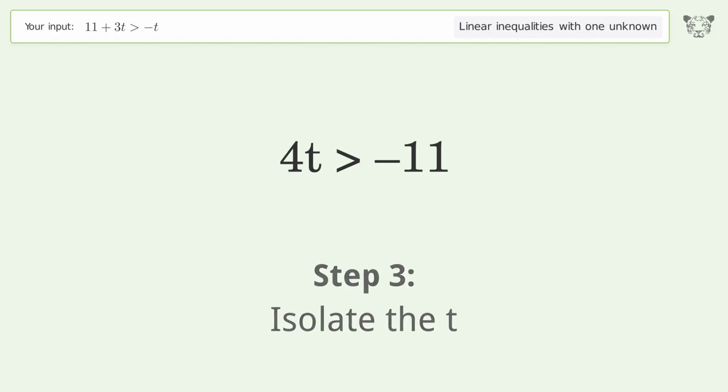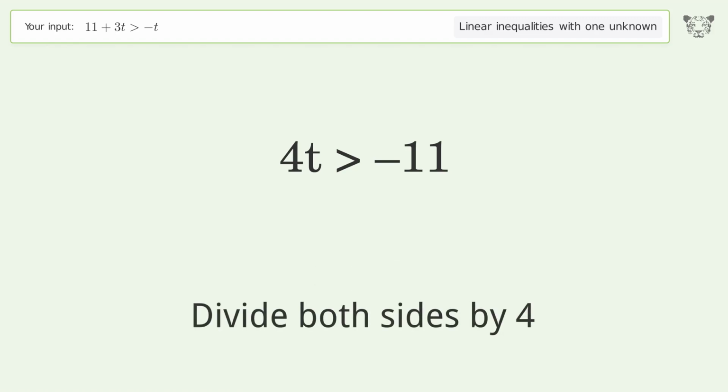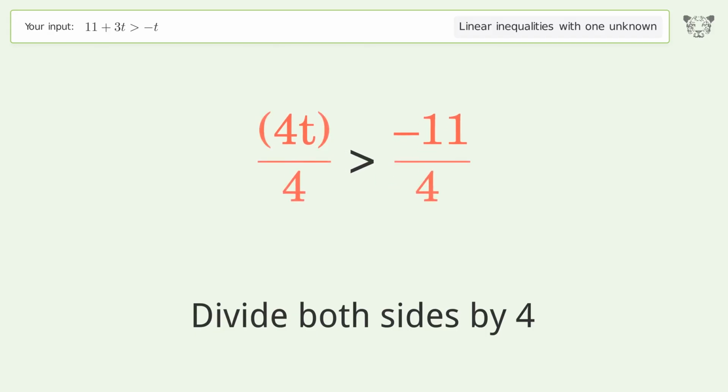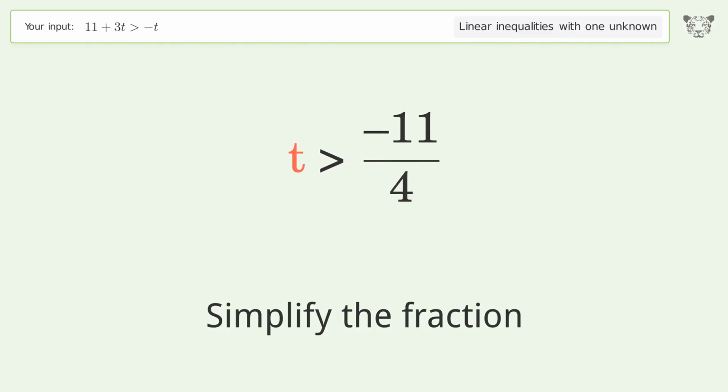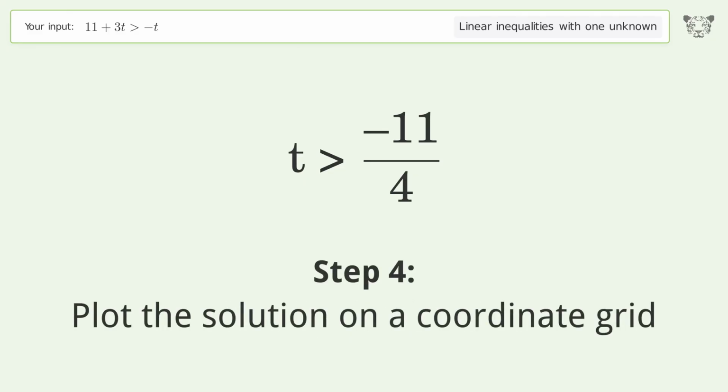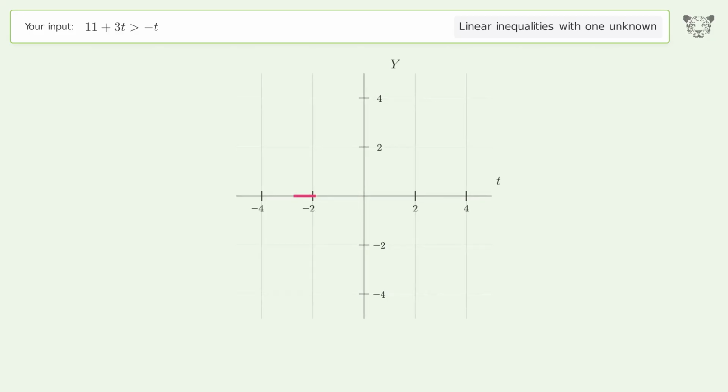Isolate the t. Divide both sides by 4. Simplify the fraction. Plot the solution on a coordinate grid. And so the final result is t greater than -11/4 greater than -23/4.